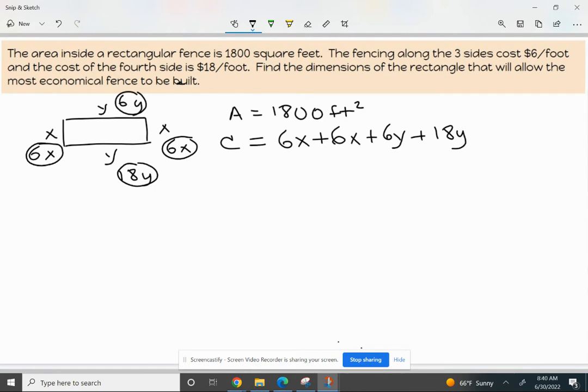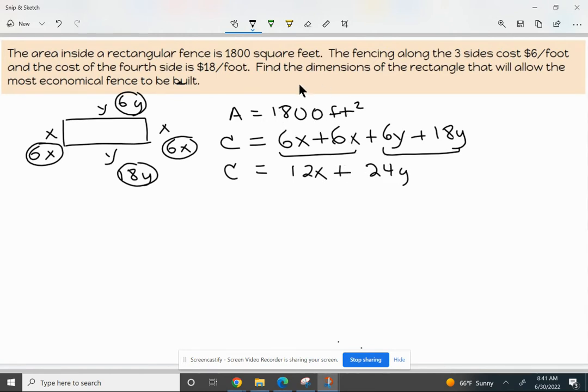Okay, I'm going to get my like terms together. 6x plus 6x is 12x. 6y plus 18y is 24y. So there's our cost function. The only problem with this, I mean, it's correct, but we can't find the derivative or anything. We really don't want to have an x and a y in this cost equation.